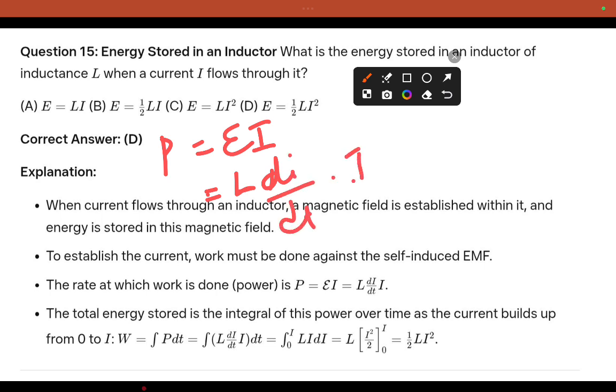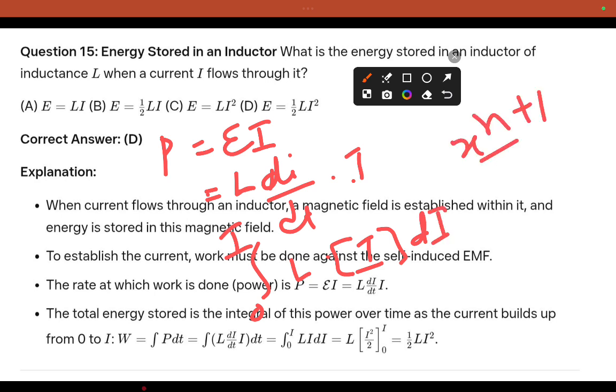So now what can we consider? We will consider integration from 0 to I, taking L outside. Then we have L i di, with respect to i. That is x to the power of n plus 1 by n plus 1, giving L into I square by 2, which is nothing but 1 by 2 L I square.